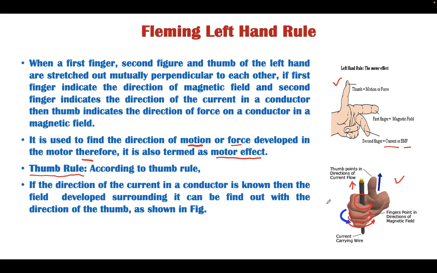Suppose the direction of current was downward. If it is downward in this case, then the magnetic lines of force will be opposite. This is the significance of the thumb rule.